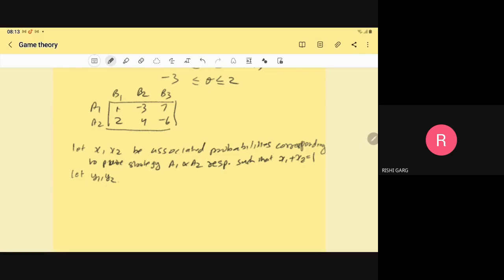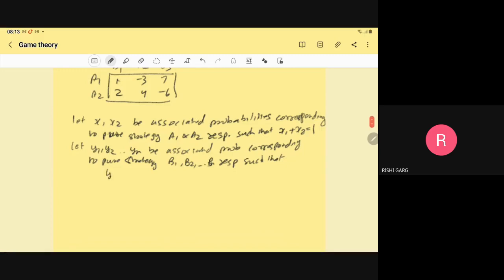Let y1, y2, ..., yn be the associated probabilities corresponding to pure strategies b1, b2, ..., bn respectively, such that y1 plus y2 plus ... plus yn is equal to 1.